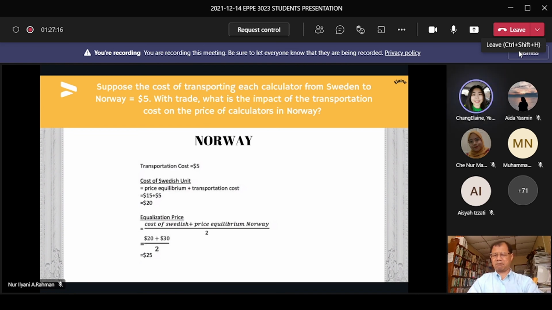Now we are going to find the price of calculators in Norway. The way to find the equalization price is the cost of the Swedish unit plus the equilibrium price in Norway, divided by 2. That is $20 plus $30 divided by 2 equals $25. This is the price of calculators in Norway after adding the transportation cost. Next.